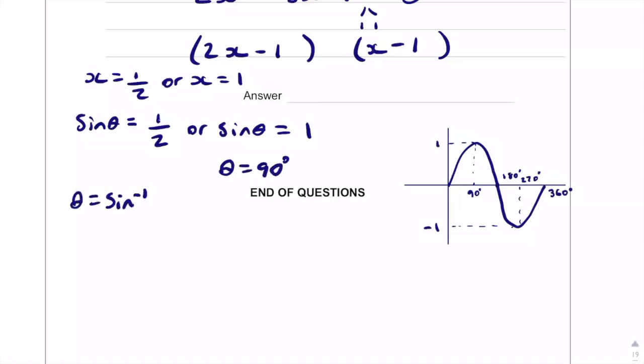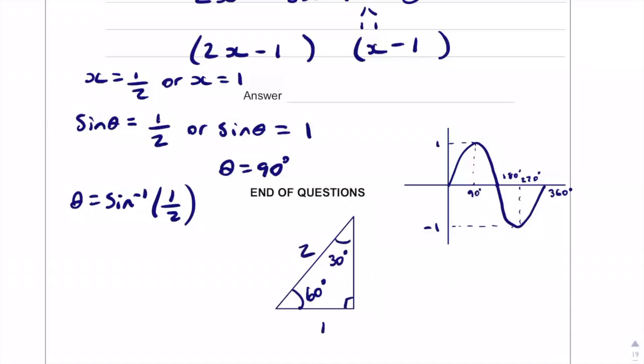Now, to find the inverse of sine of a half, what I think I'm going to do is I'm going to use our trig triangles. If we say this is 60 and this is 30, that's 1, that's 2, that's root 3. Well, you should be able to see, if we take 30 to be our opposite angle, we can do opposite, which is 1, divided by the hypotenuse, which is 2. So theta must be equal to 30 degrees.